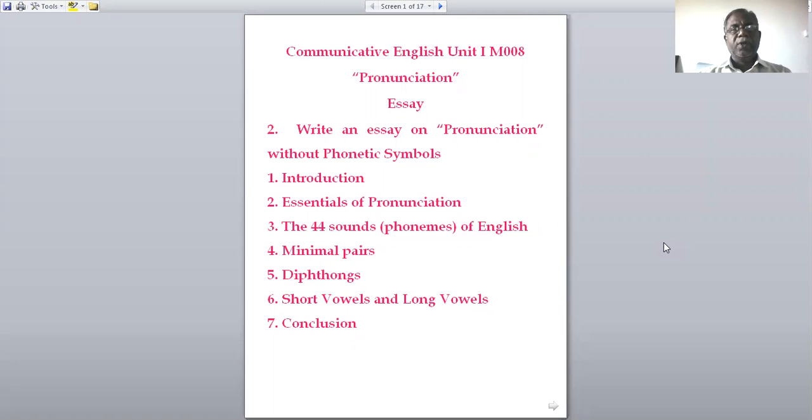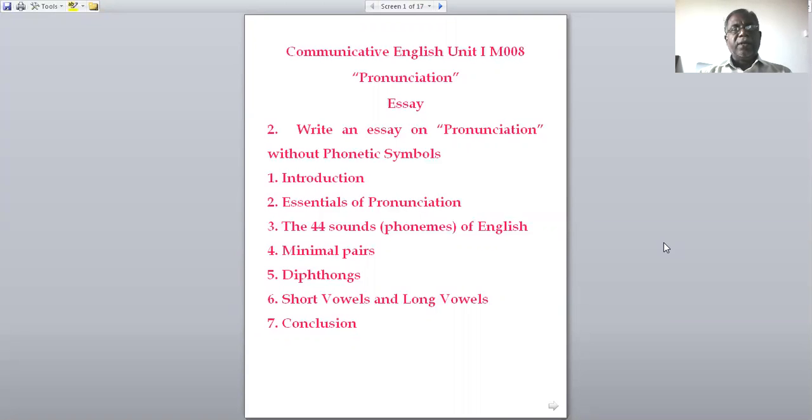Pronunciation. Today's topic is pronunciation, and we are going to see a question with the answer. Write an essay on pronunciation without phonetic symbols.